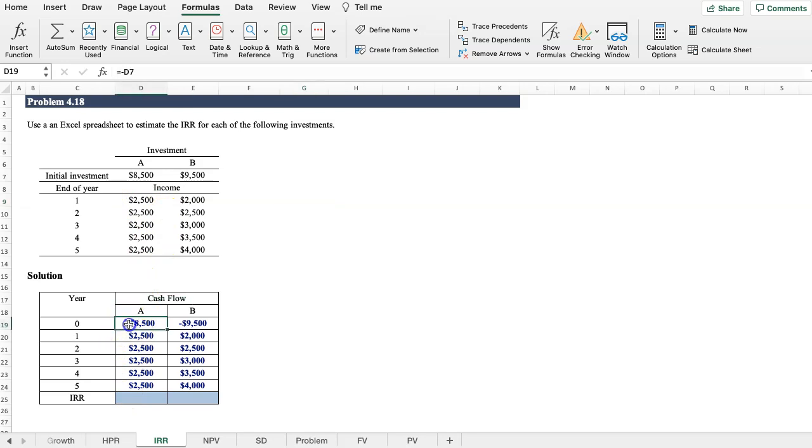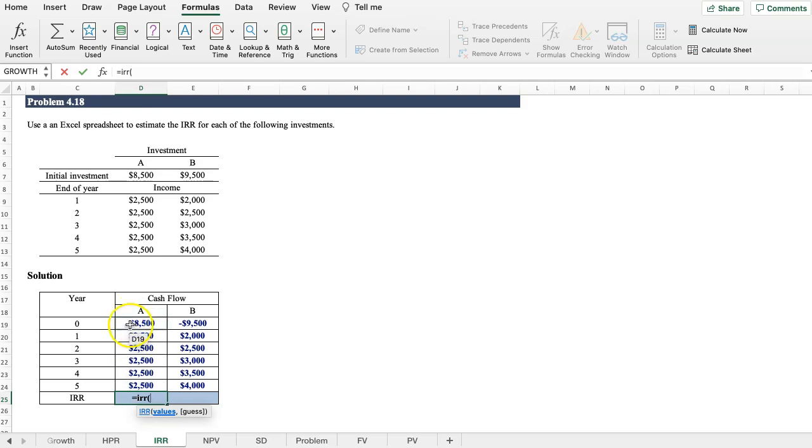If we look at the cash flow down here, year 0 is a negative cash flow because we're paying for the investment. So the cash is flowing out from our cash into the investment. And then years 1 through 5 is the income that it's generating. If we want to calculate the internal rate of return, it's going to be a fairly simple calculation here. We're just going to select, I'm going to say equals internal rate of return.